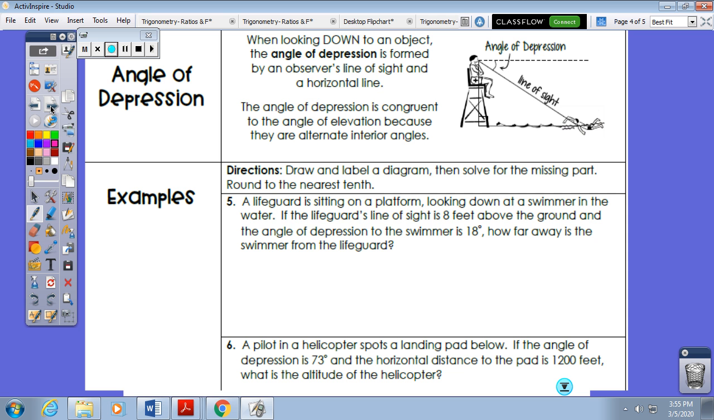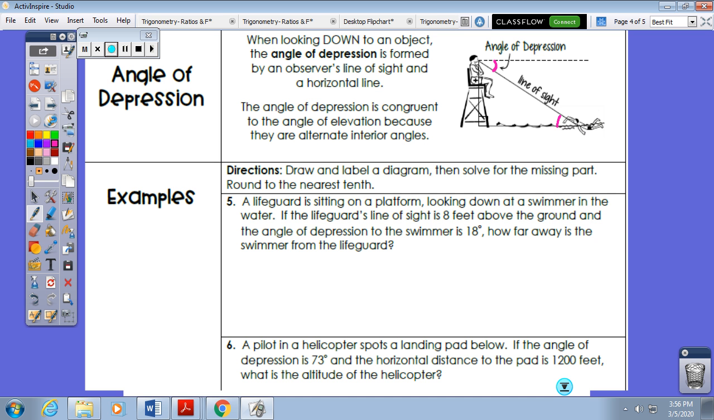Angle of depression is congruent to the angle of elevation because they are alternate interior angles. Okay, so these are congruent. That means that this angle up here and this angle down here are the same. So the swimmer's angle of elevation is the same as the angle of depression, because it's the horizontal line there.